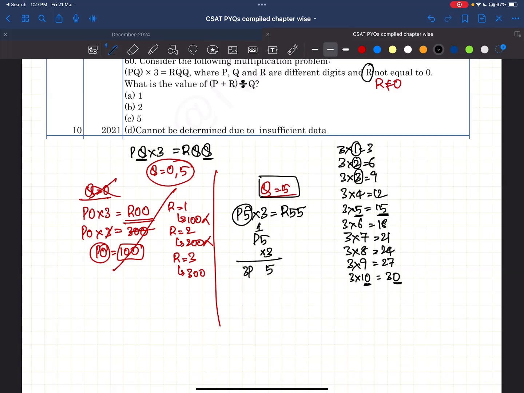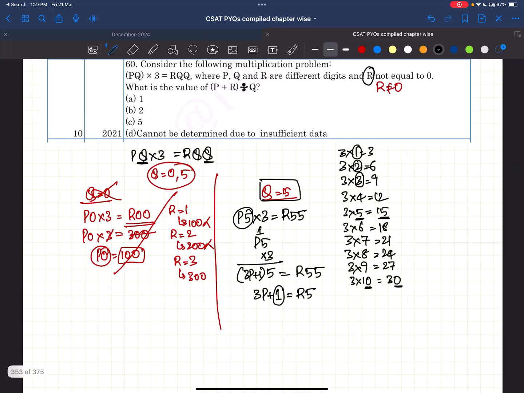3P. Now this plus 1 carry, right? This value is equal to R5, 5. This 5 is equal to this 5. This is units place. This is also units place. That means this 3P plus 1 value should be equal to R5. Right? 3P plus 1 is equal to R5.